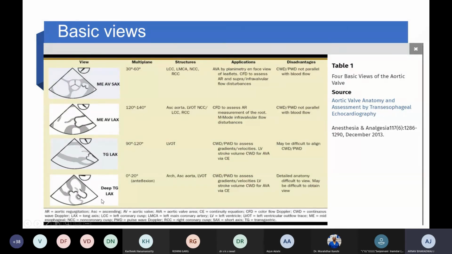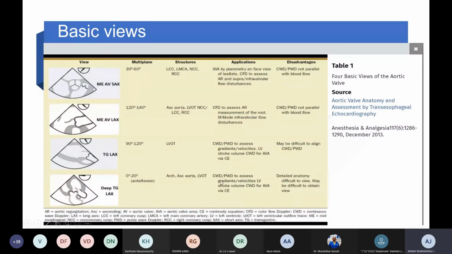So another one is the deep gastric aortic valve long axis view. It is obtained by pushing the probe deep, about 50 centimeters, anteflexing it and slowly withdrawing. Then you can see the aorta as well as the aortic root and arch at the center. So what we can see here is the arch of aorta, ascending aorta, as well as the aortic valve and LVOT.